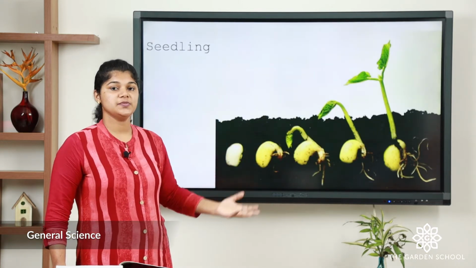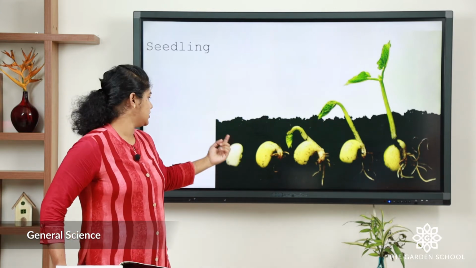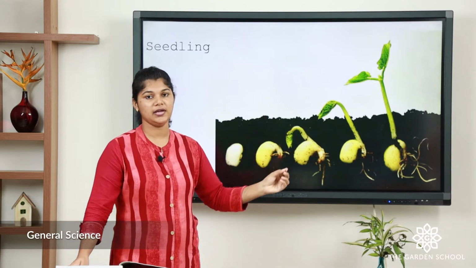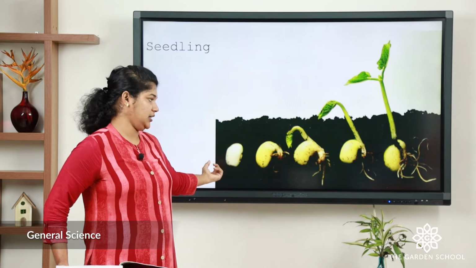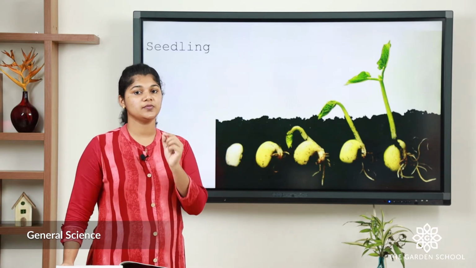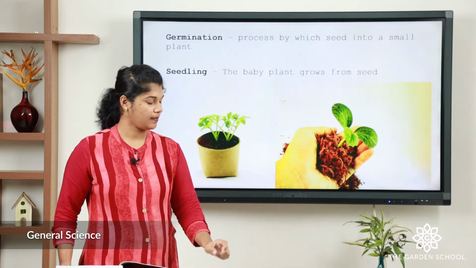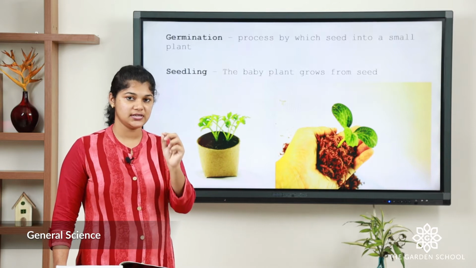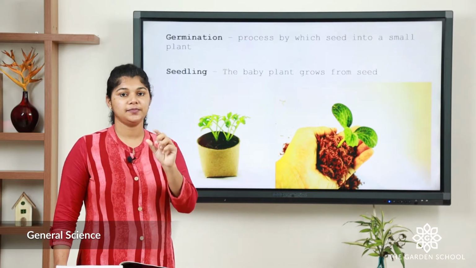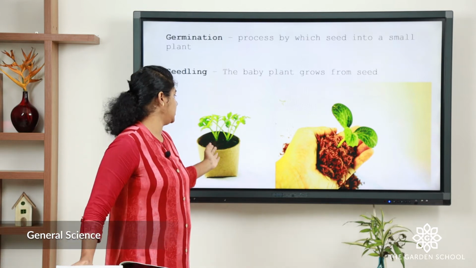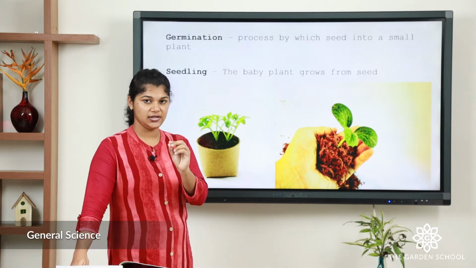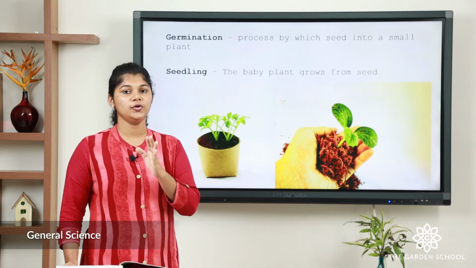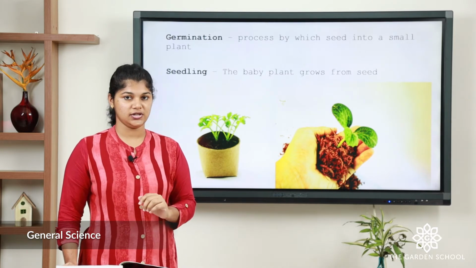See here, what is meant by seedling? Seedling means the seed grows into a small plant, right? The small plant is called a seedling. Let's see what is meant by germination. In the other slide you have seen the seed become a seedling, right? And the process is called germination. I hope you all understood about the seedling and the germination, right?